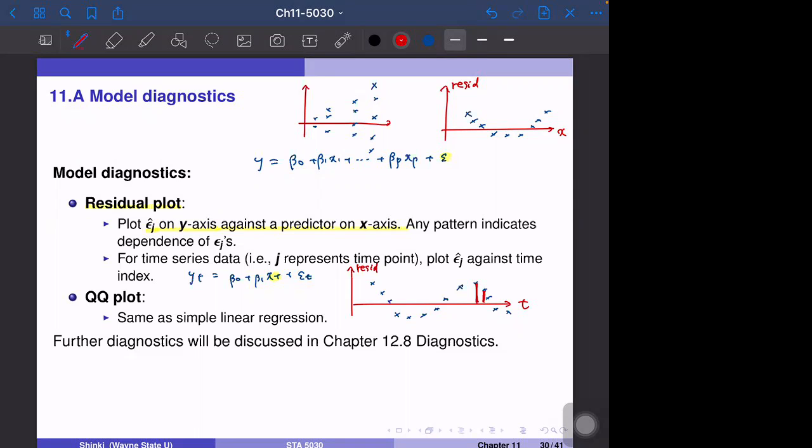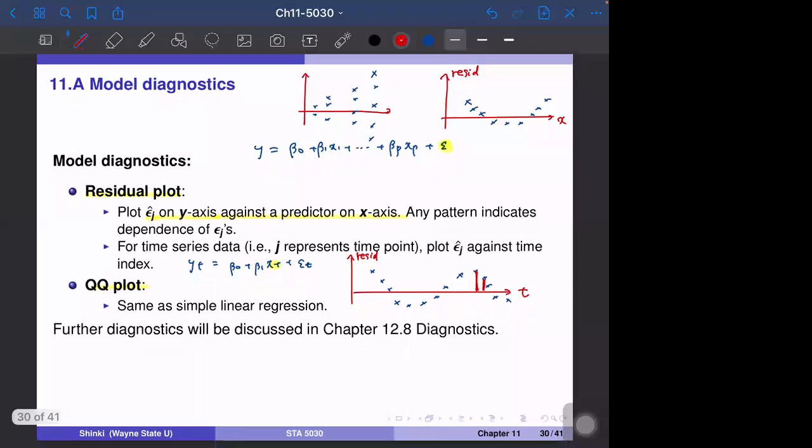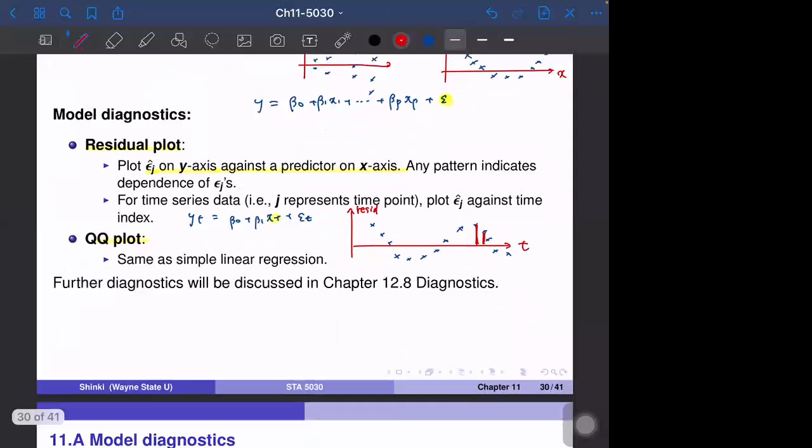These are the necessary considerations, and also the QQ plot. Often, if we do a t-test or F-test in ANOVA, we need epsilon to follow a normal distribution. So we have to see if the distribution of ε̂ is almost normal, and we can check this in the same way as in simple linear regression, that is, the QQ plot. Some other diagnostics will be discussed in chapter 12.8, but often we skip this in the course because of the time restriction.